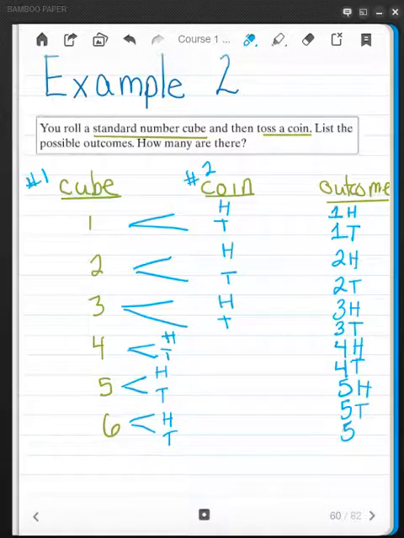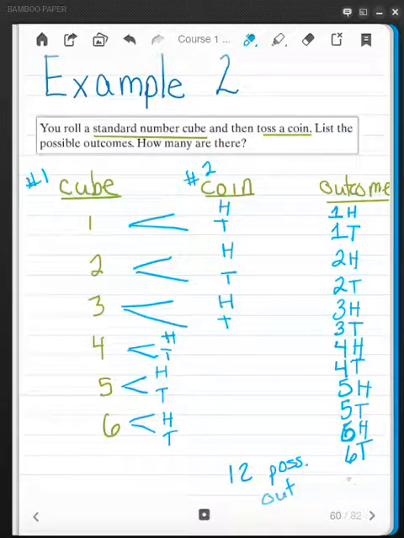Okay, 6 heads or 6 tails. So there are 1, 2, 3, 4, 5, 6, 7, 8, 9, 10, 11, 12 possible outcomes when I roll a cube and then toss a coin. So this is called a tree diagram. Granted, mine's not very neat. I know yours will be much neater, but that's what a tree diagram typically looks like.